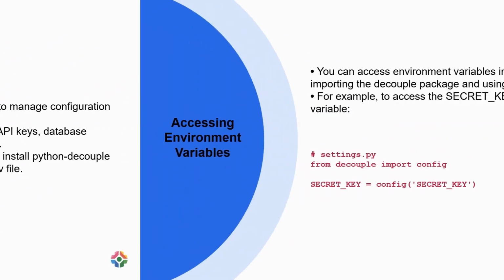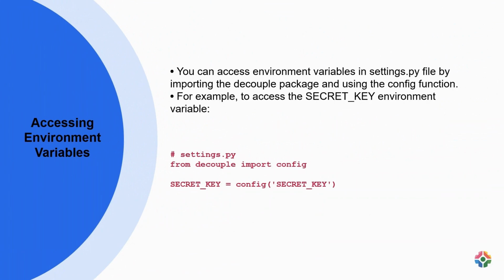In Python's settings.py file, you can retrieve environment variables by importing the decouple package and applying the config function. By doing so, you can access essential variables like the secret key securely. For instance, in the settings.py file, use from decouple import config and then specify SECRET_KEY = config('SECRET_KEY') to retrieve the secret key variable from the environment. This method ensures sensitive information such as API keys or database credentials are securely stored externally and accessed within the application as needed.